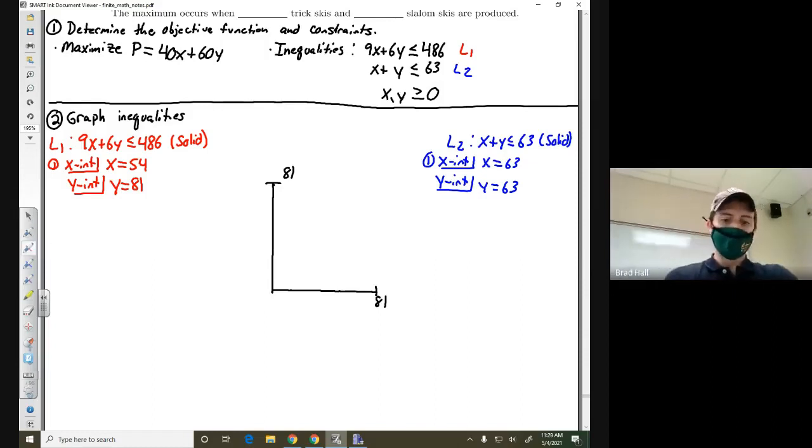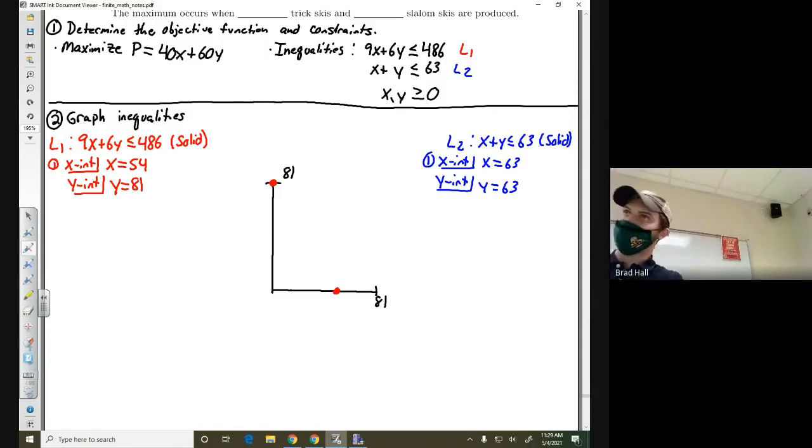So let's go ahead and plot these lines. X is 54. Again, don't have to be perfect with it. 54, right there. 81, of course, is going to be at the very top. And we can go ahead and draw a solid line connecting these.